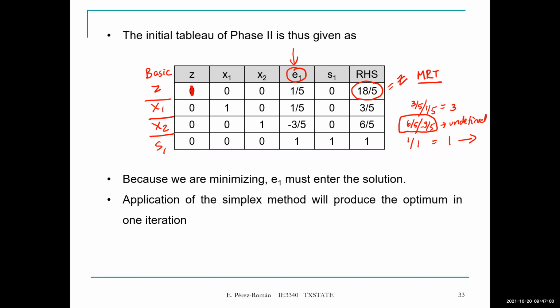In this case, we are still minimizing. So we find the largest positive coefficient, which is E1. We enter E1, and by application of the simplex method, we will complete the problem after completing this iteration. The solution is not shown, but you will find it by entering E1 and finding the minimum ratio test, being S1. After completing that iteration, you will find the optimal solution. So that's the two-phase method.